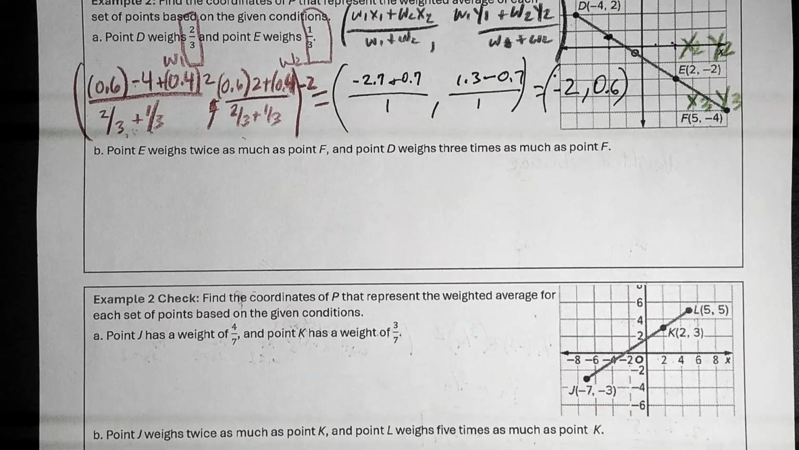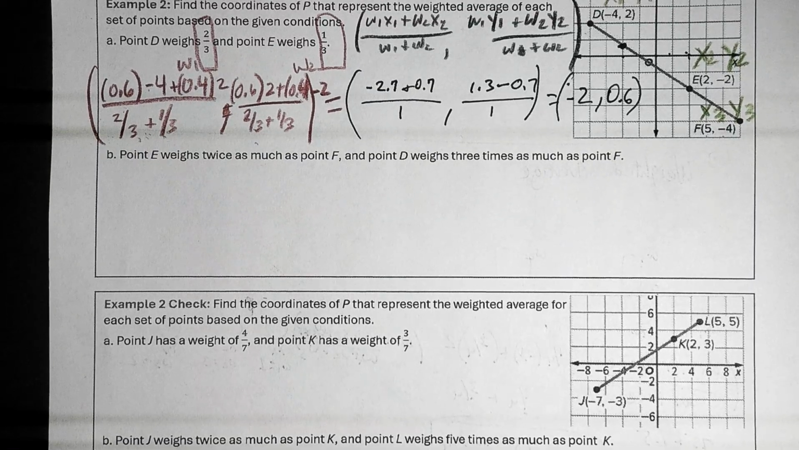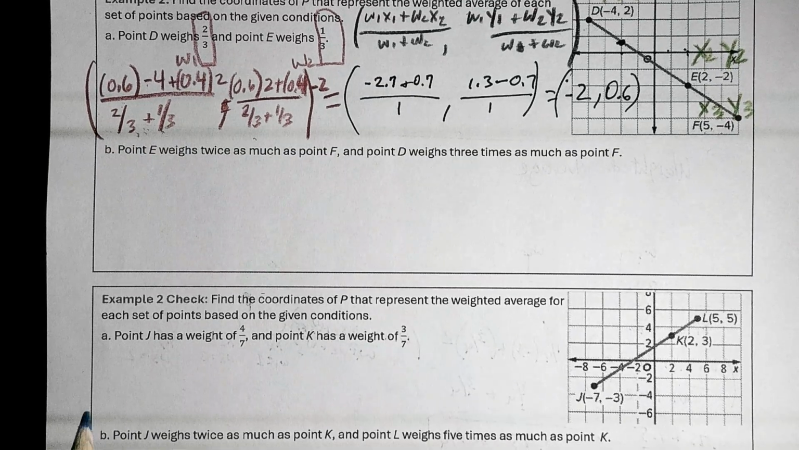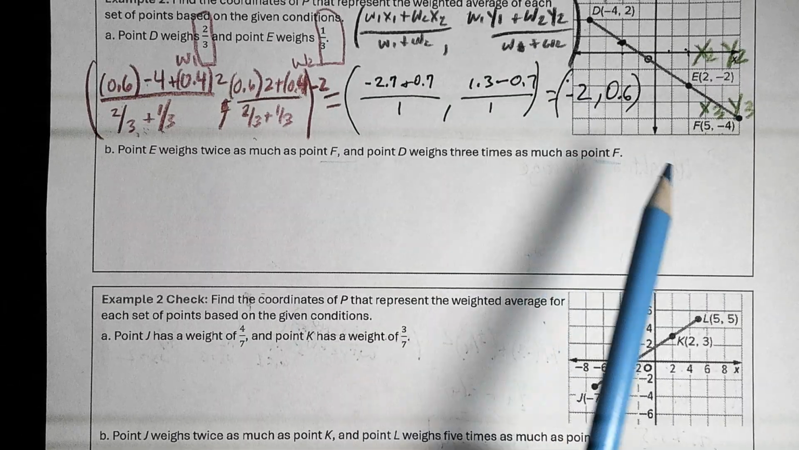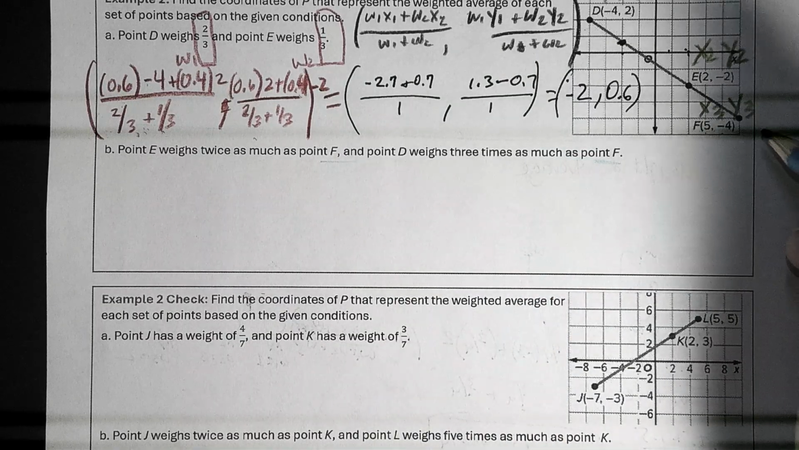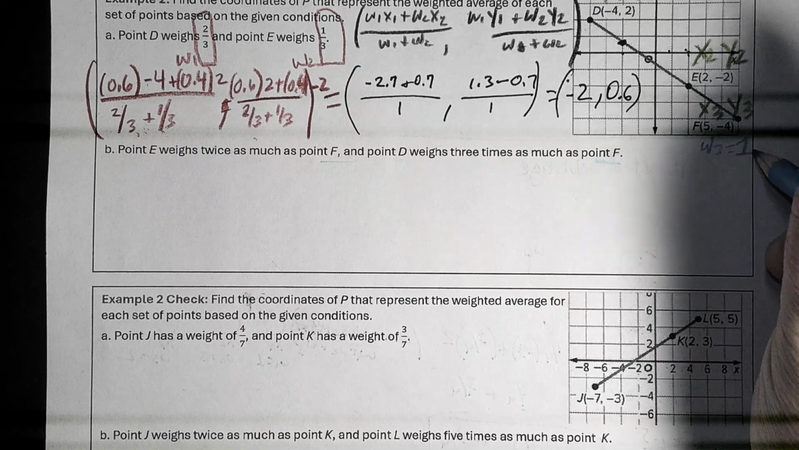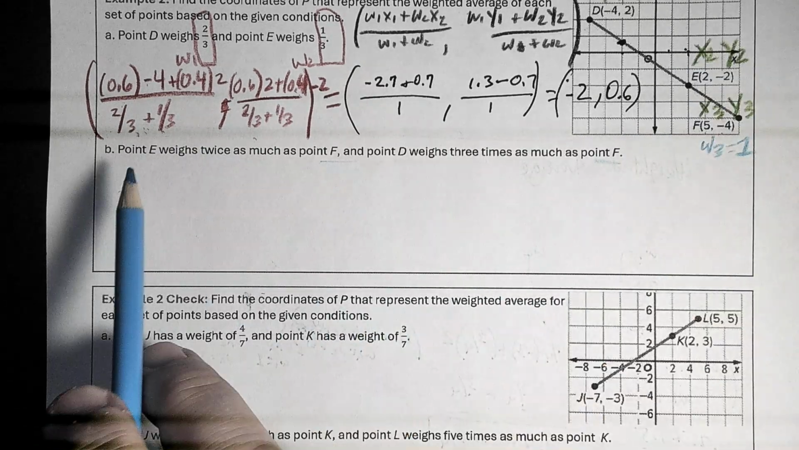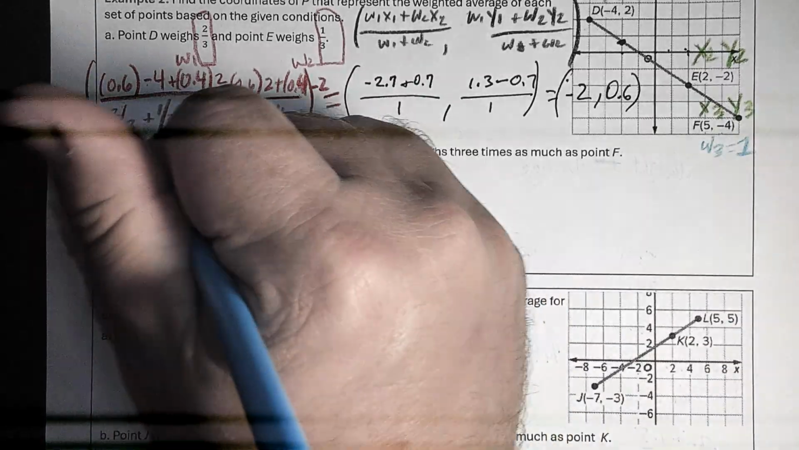Alright, let me scooch this. Let's do this last one real quick. Actually, I'll scoot in just a little so we can see D. We need D. It says E weighs twice as much as F. D weighs 3 times as much as F. So F is the little guy. Remember, the little guy is 1. And E weighs twice as much, so 2 times 1 is 2.